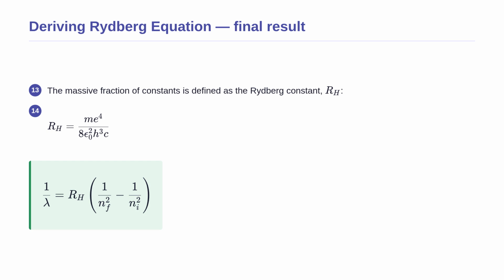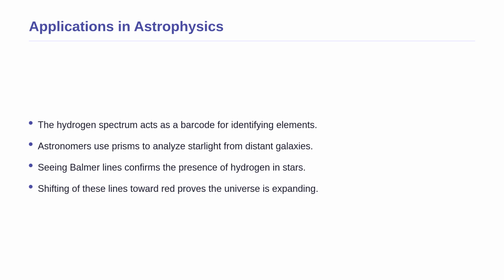So we have proven that Bohr's math holds up. This brings us to why this matters in the real world. The hydrogen atom spectrum is the foundation of modern astrophysics. When astronomers look at distant stars, they cannot collect physical samples. Instead, they pass starlight through a prism and look for this specific barcode of lines. If they see the Balmer series, they know hydrogen is present. Furthermore, if those lines are shifted toward the red end of the spectrum, it proves the star is moving away, showing us that the universe is expanding.